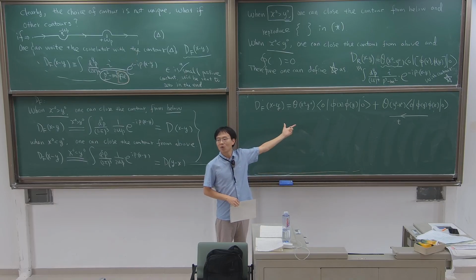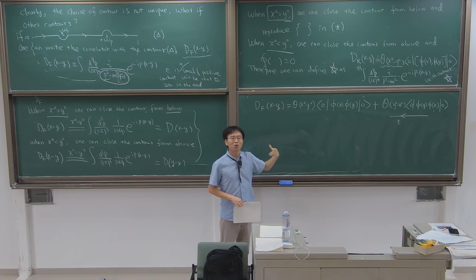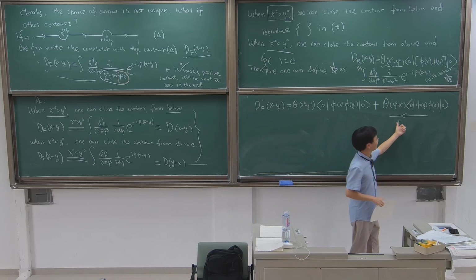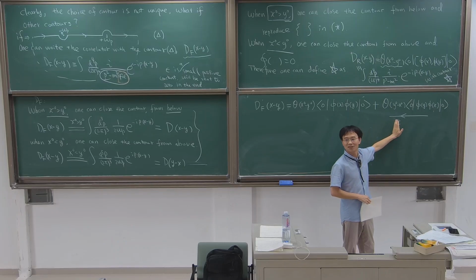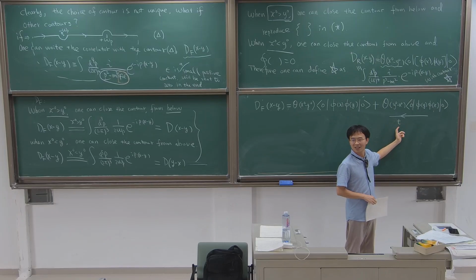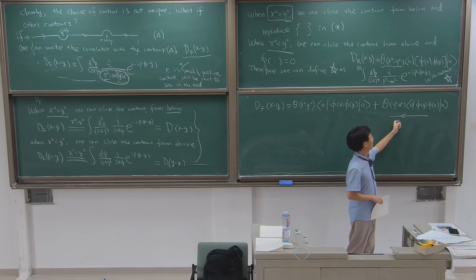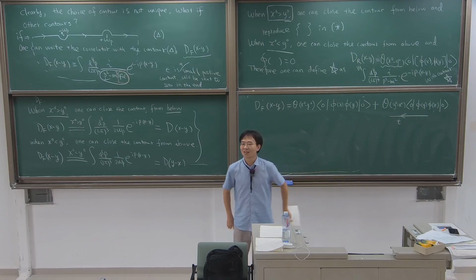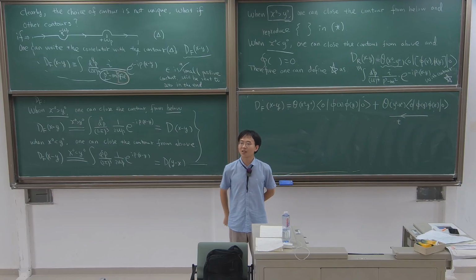It just means that if you give me two operators, depending on whose time is later, I always insert it on the left. This is my time direction. If the operator is earlier in the time direction, I always move it to the right. That's what it means. The point is, this kind of ordering works for all the general phi x and phi y.